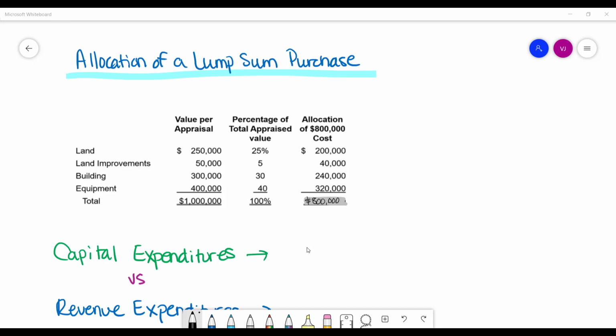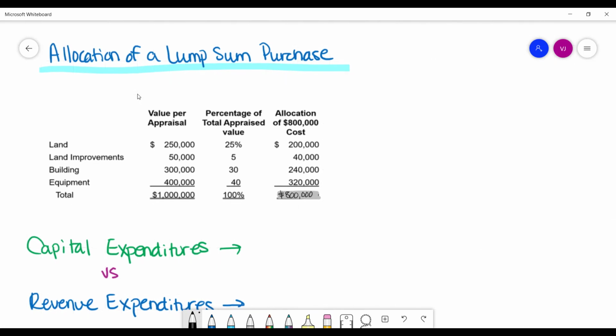So sometimes a company will buy several kinds of plant assets all at once as one whole purchase. So in that case, if you buy a bunch of things as one whole purchase, each of those items individually needs to be put on the books. We wouldn't just lump them all into one.